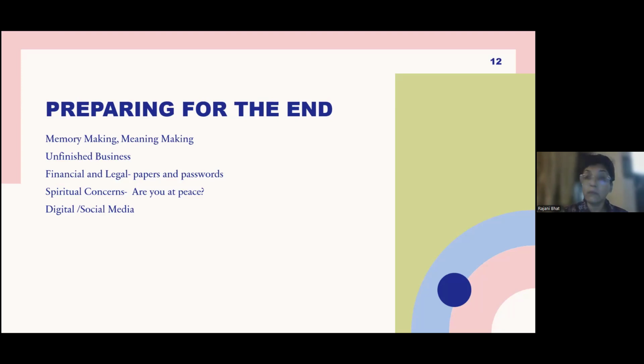So memory making, meaning making, winding up unfinished business, any financial and legal work that needs to be done, and accounts, land deeds. There are so many things that need to be settled. Passwords to access for bank papers for spouses. This is a difficult one, but sometimes it's about making sure that certain transitions happen in joint accounts and things, and in terms of inheritance and families, that these are all settled beforehand.